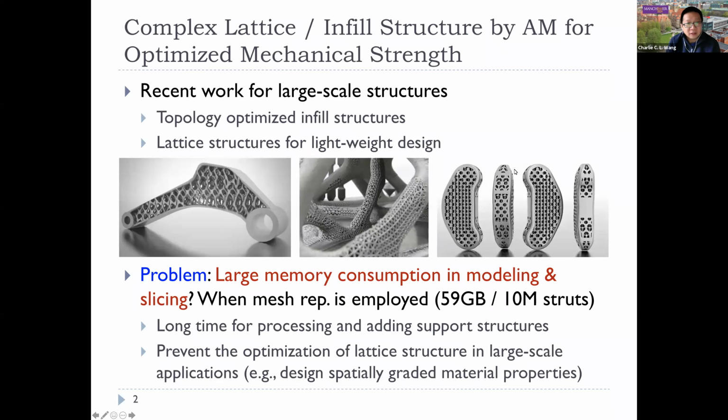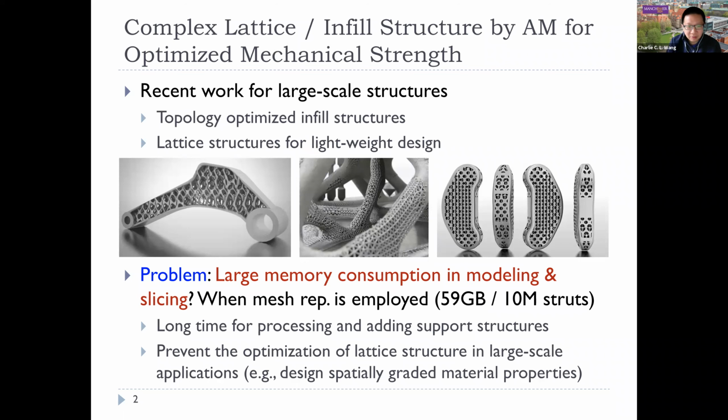If you look at complex lattice infill structures, nowadays they are more and more widely used for additive manufacturing, especially for optimized mechanical strength. A lot of recent work can be found in topology optimization for those infill structures, and they are also widely used in lattice structures for lightweight design.